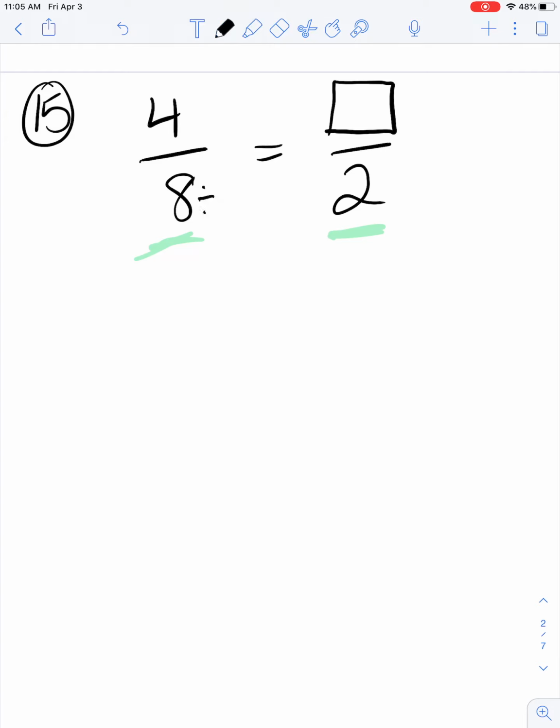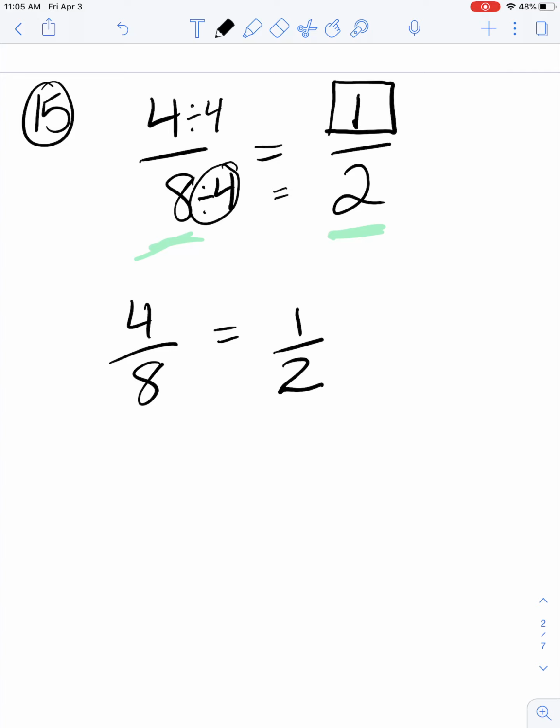So let's count by 2s to see how many times that goes into 8. Okay? 2, 4, 6, 8. It goes in 4 times. So 8 divided by 4 equals 2. So whatever I do to the bottom, I do to the top. So 4 divided by 4 is 1. And we also know that 4/8, half of 8 is 4. 4 plus 4 is 8. So we knew that was equal to 1/2.